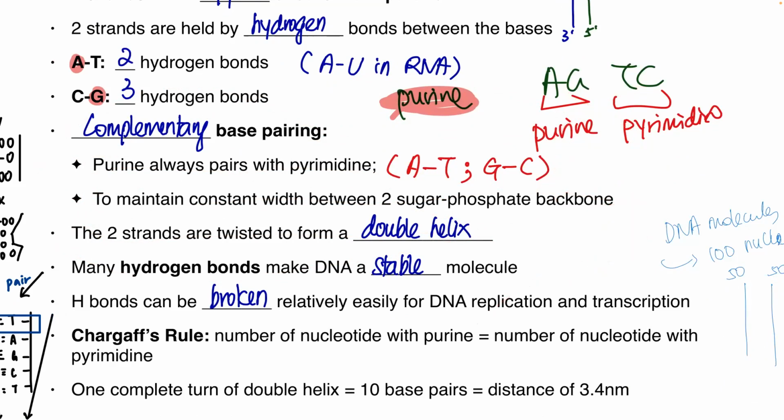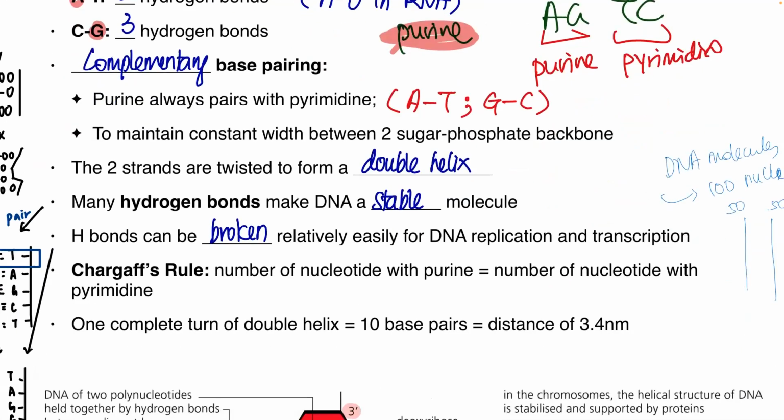Many hydrogen bonds make it a very stable molecule, because hydrogen bond is a strong intermolecular force, especially when you have many of them, then you can hold the two strands quite tightly together. But when needed, they can also be broken very easily by means of enzyme. So when we need to replicate the DNA or perform transcription, those two strands can be separated temporarily. They are strong enough to hold it together, but not so strong that they cannot be separated. Because if you had a covalent bond linking the two, it would be very difficult to separate them.